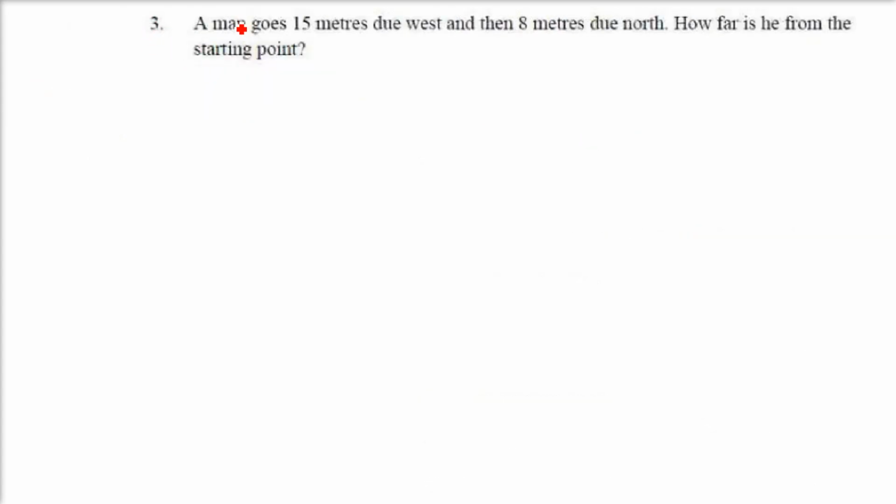A man goes 15 meters due west. So let us make it like this. This is north, this is south, this is east, this is west. So he goes 15 meters due west. Then 8 meters due north. How far is he from the starting point? That is, this distance we have to find, from the starting point, this is the distance.